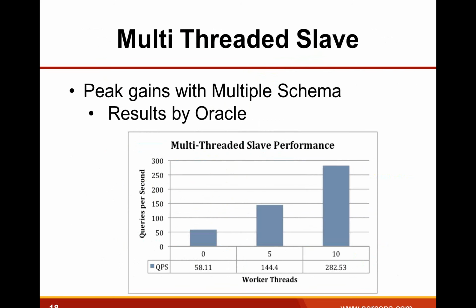Here is an example of multi-threaded slaves. Again, I used the official Oracle result, and in this case, you can see there are substantial gains if you have a large number of schemas. But again, that would only apply to the best case scenario when you have a large number of schemas and all have a relatively uniform load within them, right?